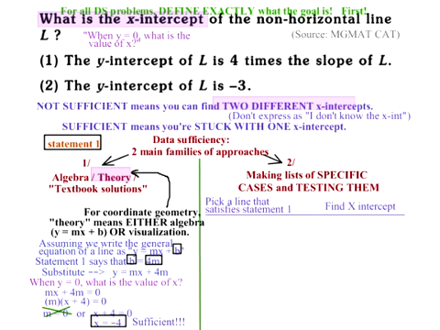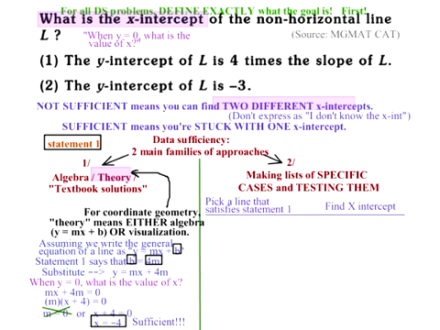Okay, someone give me some specific lines that satisfy statement 1, in y equals mx plus b form. Just throw a few cases at me, chat box. Y equals, sure, 1x plus 4, or 2x plus 8. Those are pretty good. So let's start with those.